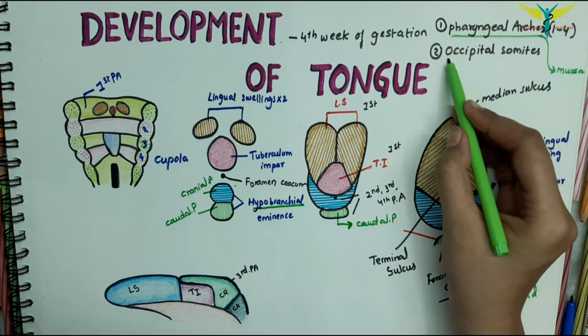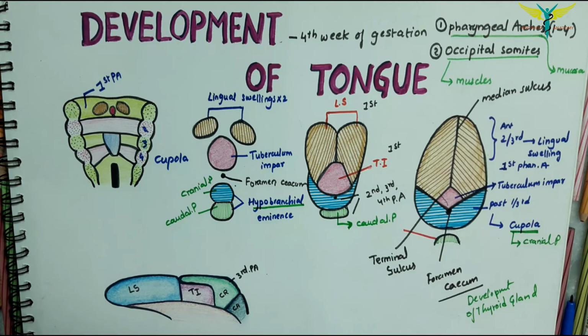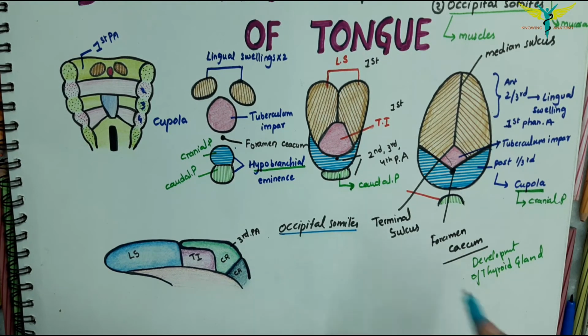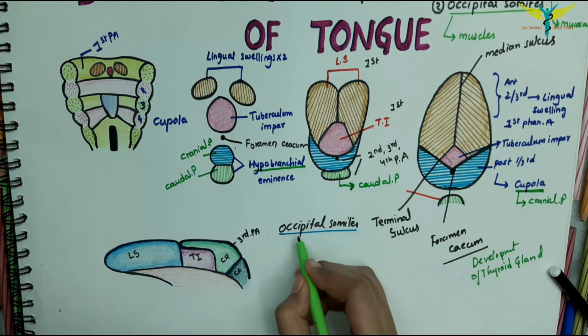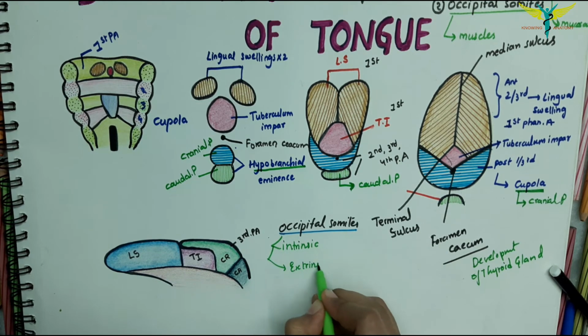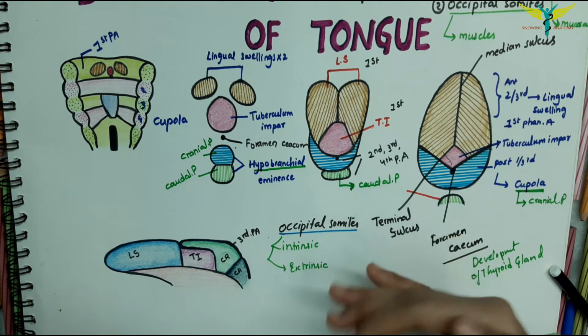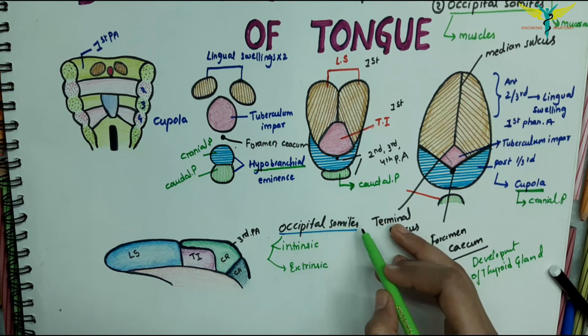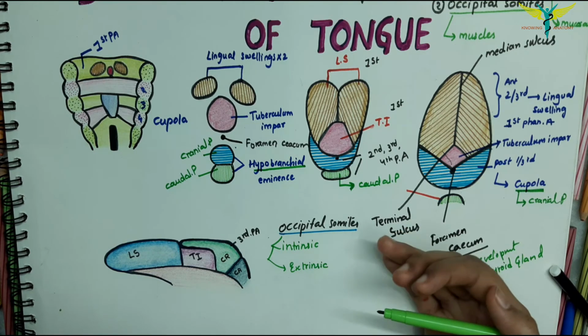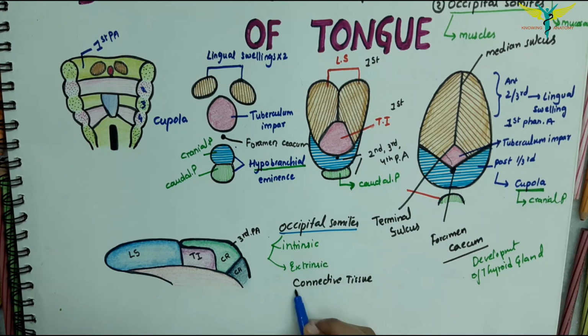Now let's talk about the occipital somites that form the muscles of the tongue. They give rise to the intrinsic and the extrinsic muscles. The somites are segments of the mesoderm in the region of the upper neck. These somites migrate from the neck anteriorly and give rise to the muscles of the tongue. The connective tissue of the tongue develops from the local mesenchyme.